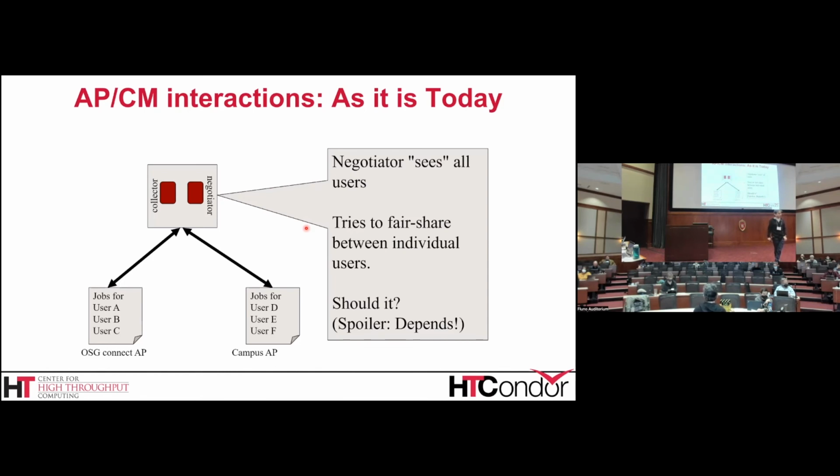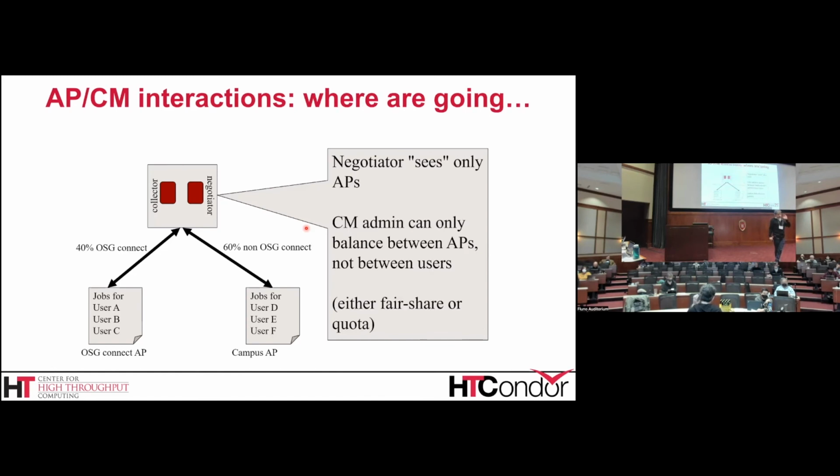And in many cases, it's maybe not the right thing to do. So in the cases where it's not the right thing to do, we're doing work so that the negotiator sees only the access points. Instead of arbitrating amongst individual users, it's arbitrating in a fair share manner or via quotas across access points. So it's assigning resources to access points. And then the access point is responsible for assigning it across the users on that access point in any way it sees fit.